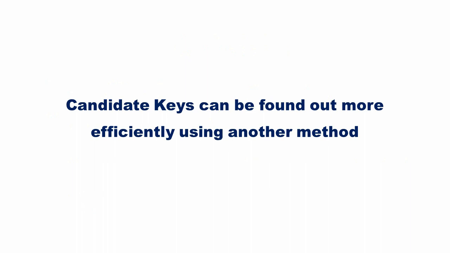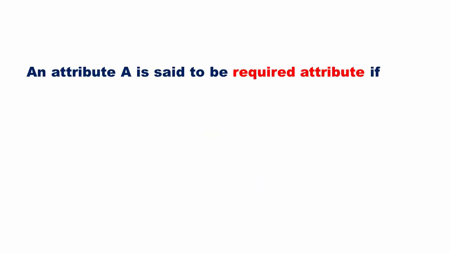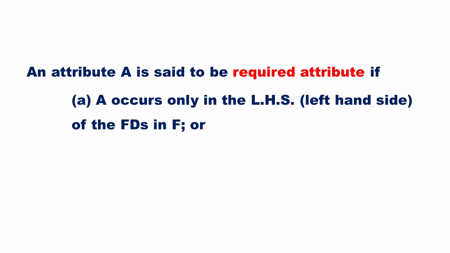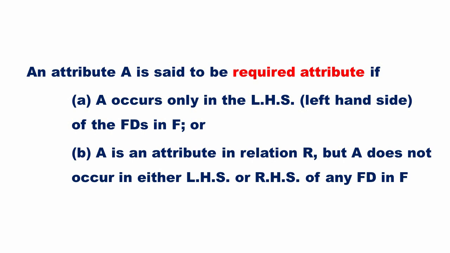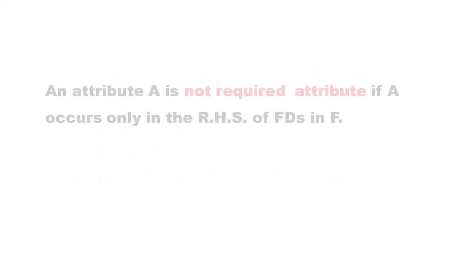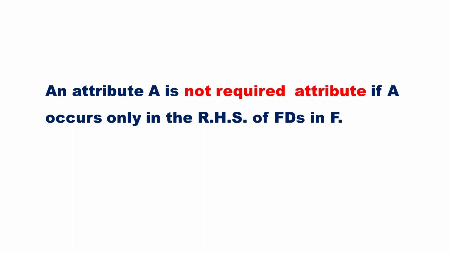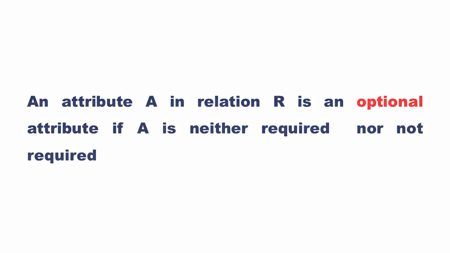Categorize the attributes in the relation as required, not required, and optional. An attribute A is said to be a required attribute if A occurs only in the LHS of the FDs in F, or A is an attribute in a relation but A does not occur in either LHS or RHS of any FDs in F. An attribute A is a not required attribute if A occurs only in the RHS of FDs in F. An attribute A in relation R is an optional attribute if A is neither required nor not required. That means it appears on both sides of FDs.